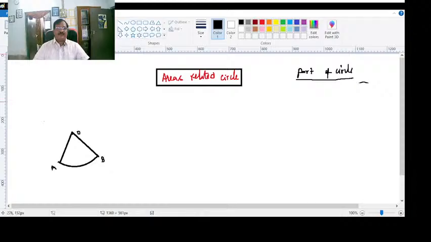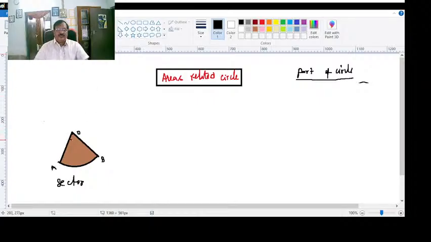So this will become a sector. The difference between sector and arc is, sector is having area. I'll put some color in this. Sector is having area, whereas arc is not having area, arc is having only the length.